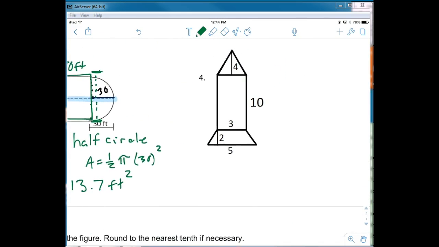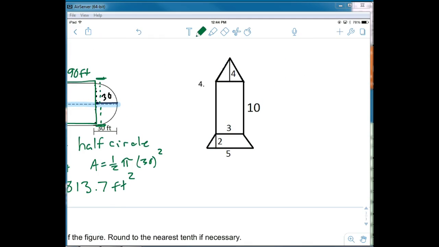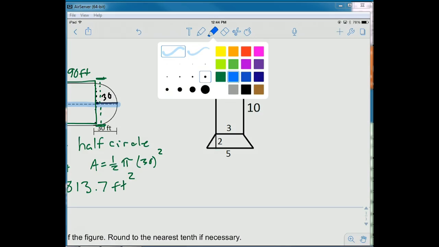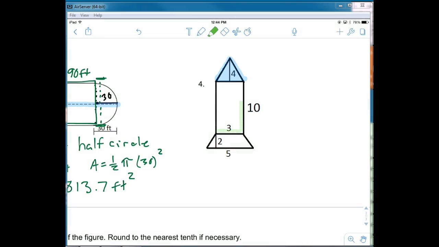The last shape is a little bit trickier because we have 3 different shapes that I'm going to use here. I'm going to identify the top triangle, this middle rectangle, and then the bottom trapezoid. So I've got 3 shapes that I need to find the area of. I'll kind of work straight down the paper here.